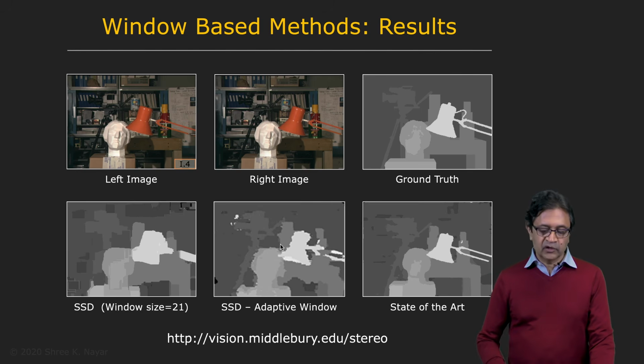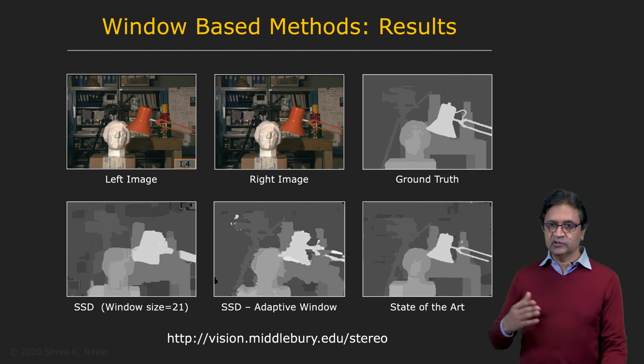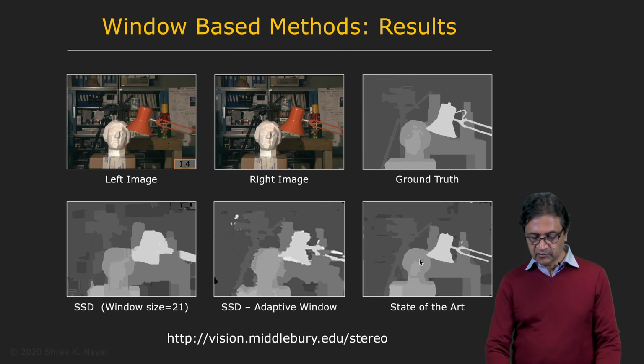And stereo matching has come a long way. There are more sophisticated techniques, and here is something that's more state-of-the-art. You get a disparity map that gets pretty close to the ground truth.